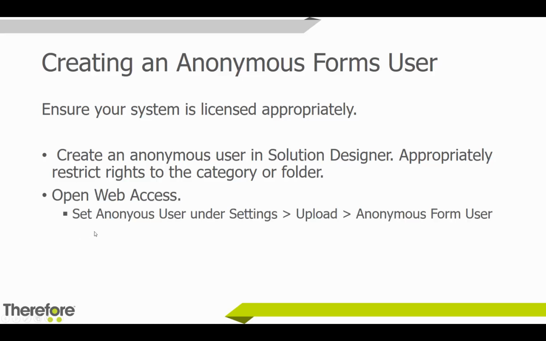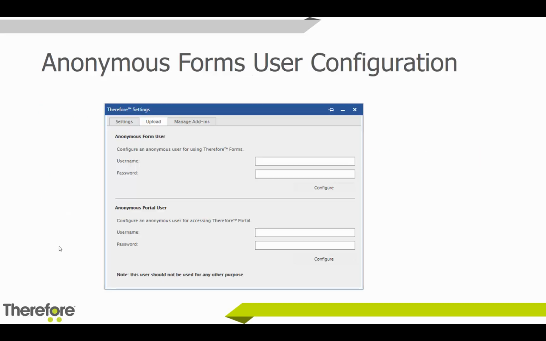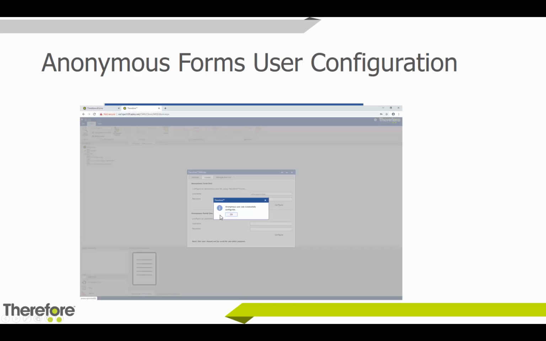Then you open Web Access. You set the anonymous user under Settings, Upload, Anonymous Forms User. So here we go, here's Therefore Settings. Then under Upload, here's the anonymous forms user. You need to enter the username and password of that anonymous forms user, and then you click Configure. And then it says OK, and that's it. So it's pretty simple, but extremely important if you want to use the anonymous forms.